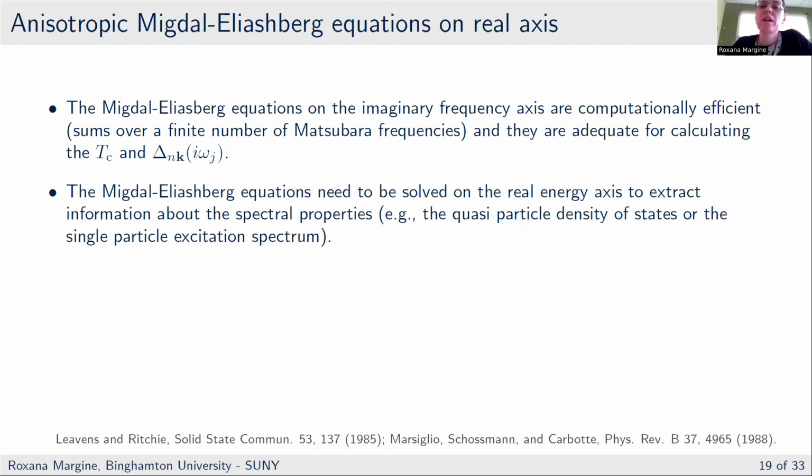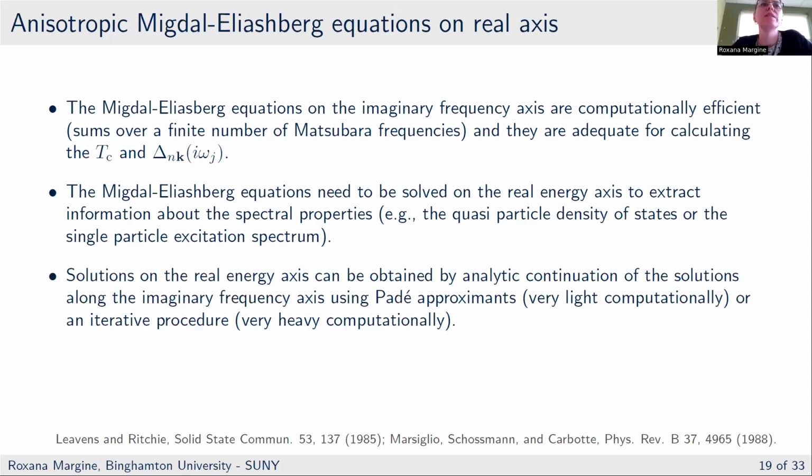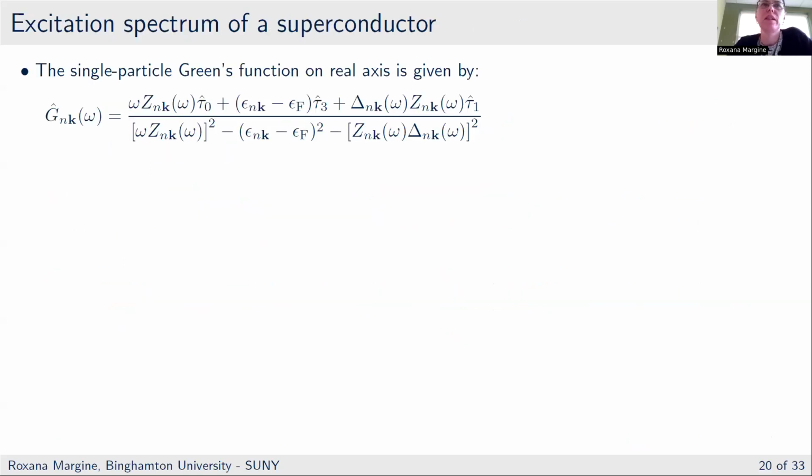And while in principle this can be done directly, what we have implemented in EPW is an analytic continuation from the imaginary axis to the real axis using Pade approximants or an iterative procedure. In fact, I should mention that the iterative procedure is only implemented for the Fermi surface restricted approach, but it's very heavy computationally. So I always recommend using the Pade approximants, which in general work pretty well. So I think that's what I wanted to say about the Migdal-Eliashberg equations. Sorry, there are a few more slides.